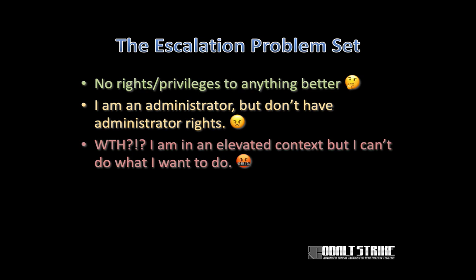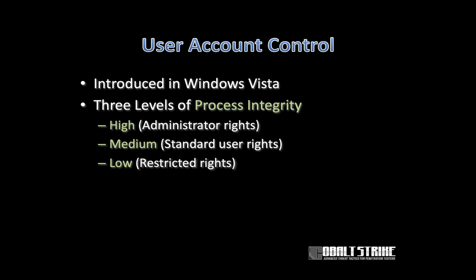And I want to talk about what happens when you are in an elevated context. You think you have full rights, but you can't do what you want to do. And I want to talk about why that might be and how to escalate out of that as well. If you come from a Unix background, you might be used to this idea that your user, your account, dictates what you can and can't do. If you're root, you can do everything. If you're a normal user, you can do nothing. And there's not really much of an in-between.